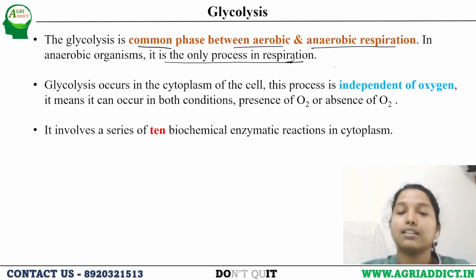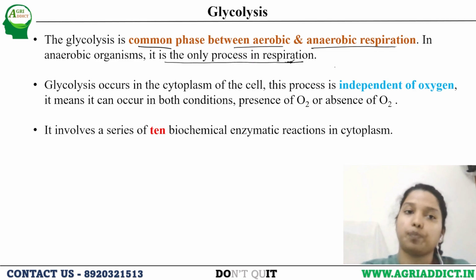So, in anaerobic organisms, only glycolysis will happen, whereas in aerobic organisms, this glycolysis will be followed by several other steps also, because we have to completely break down that glucose into carbon dioxide and H2O.